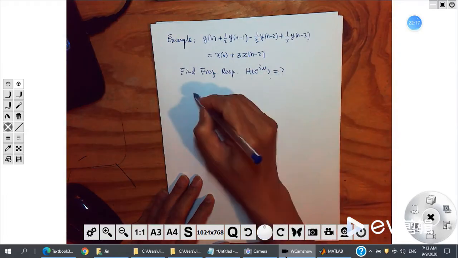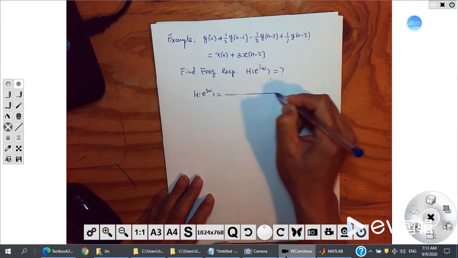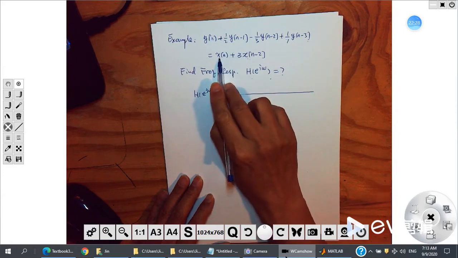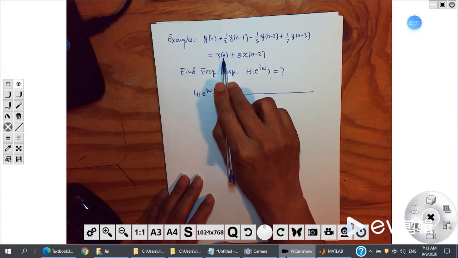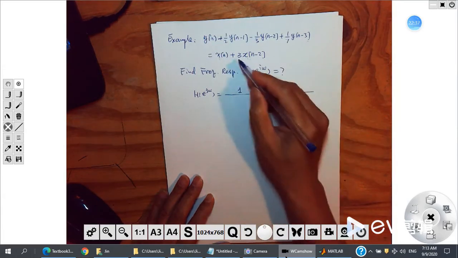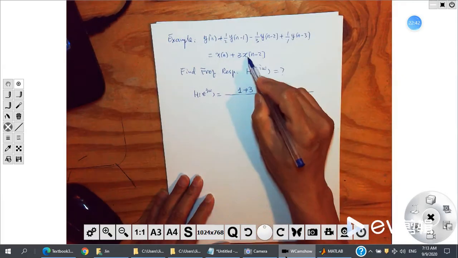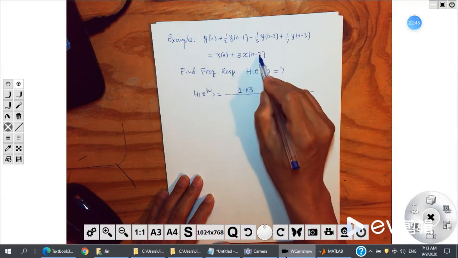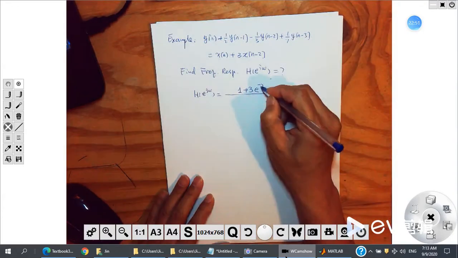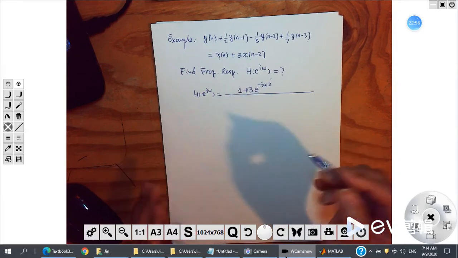What is it? It is a fraction. The numerator part of this fraction comes from the input side. You look at here. We have two terms. The first one is x itself, nothing changed, so it is 1. For the second term, we have a coefficient 3, so plus 3. And we have a shift in time, right? x is shifted by 2, minus 2 here. So this is e to the negative 2 j omega. Alright, this is the numerator. So I just write it directly.